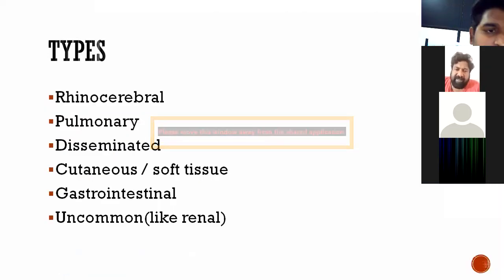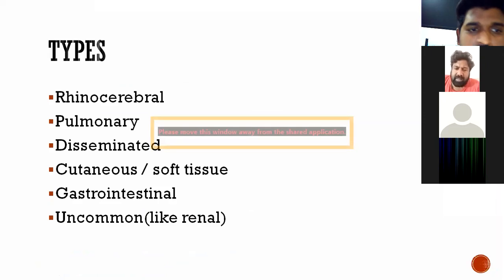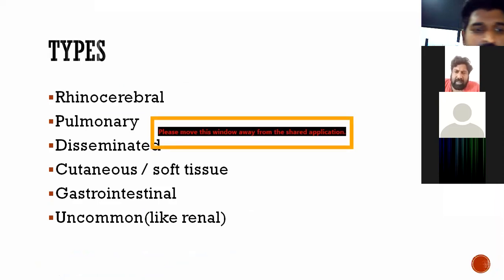What are the different clinical forms of mucormycosis that we are seeing in practice? The most common and terrible form is rhinocerebral-orbital mucormycosis, and pulmonary mucormycosis, which involves the lungs, and disseminated mucormycosis.